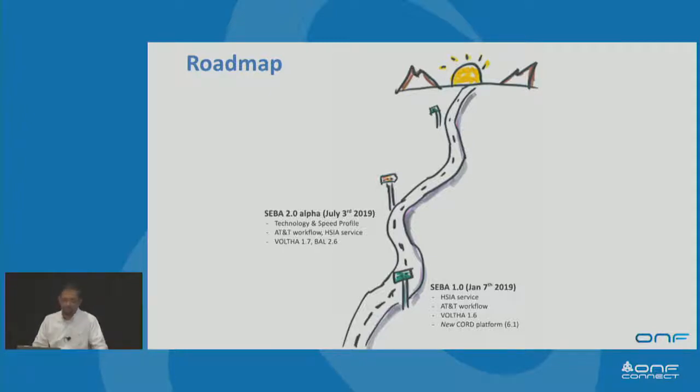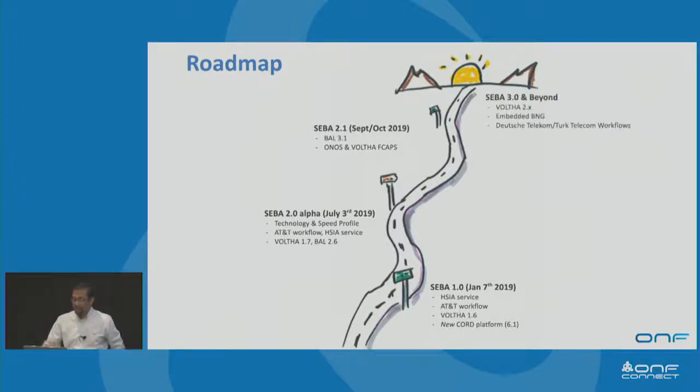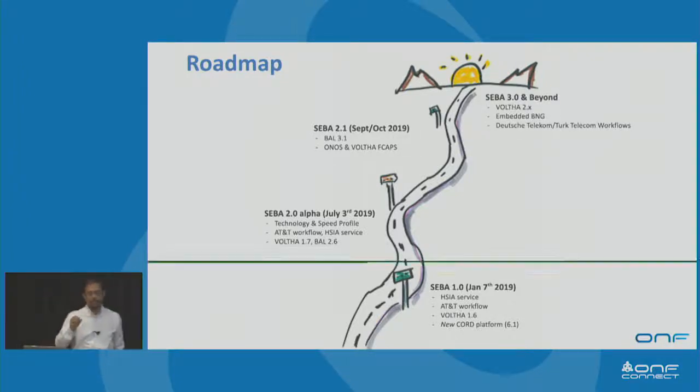Still supported AT&T workflow, high-speed internet access service. It was on a version of Volta which had that support, and it used this Broadcom software that goes into the OLT that's called BAL. It supported BAL version 2.6. However, there were some issues, and that's why the SEBA release is called SEBA 2.0 alpha release. And at some point, we do expect to be able to upgrade to BAL 3.1 and be able to release that with the same features that SEBA 2.0 had, but without this alpha designation. But what I want to talk about is SEBA 3.0 and beyond.